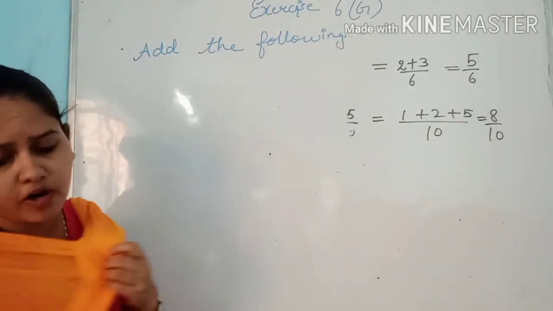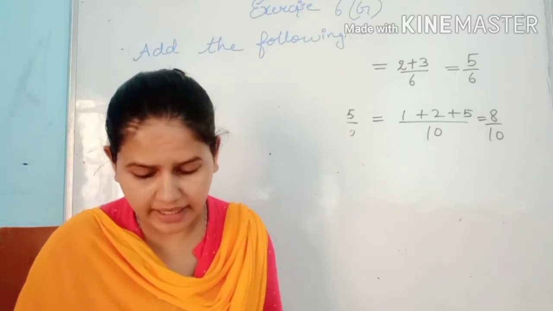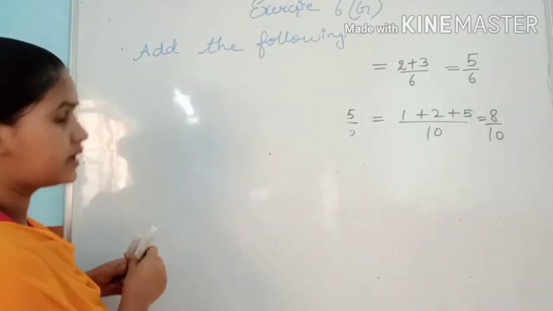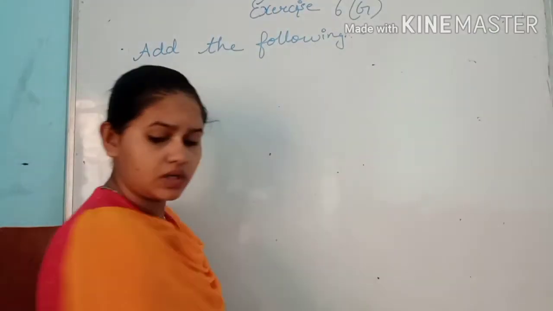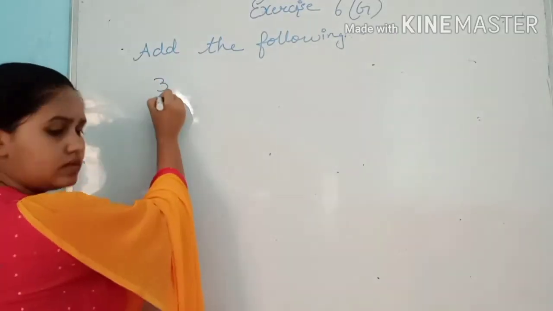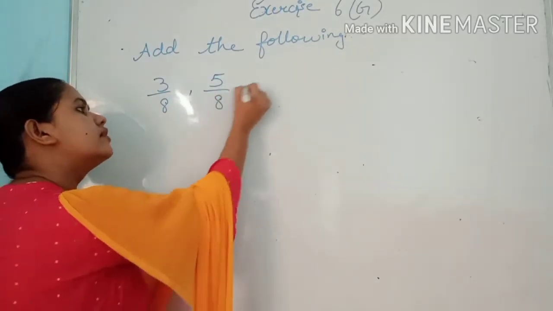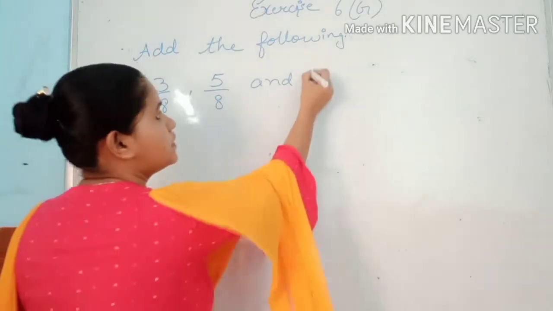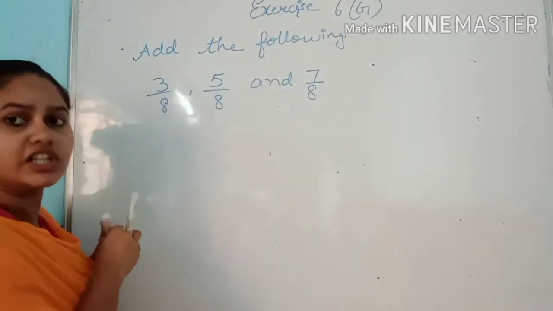The F sum is 3 by 8 and 5 by 8, 7 by 8. So how will we do it? Let's do this. Now we have 3 by 8 and 5 by 8 and the next one is 7 by 8. Now you can see we have to convert it into an addition.